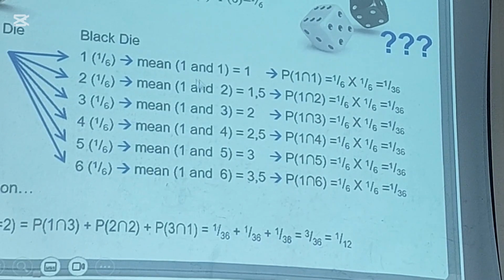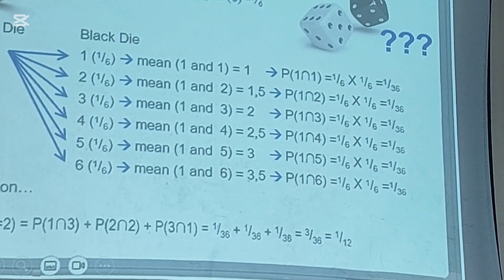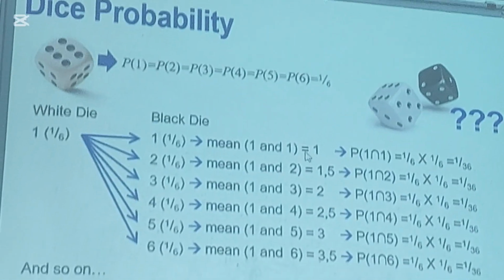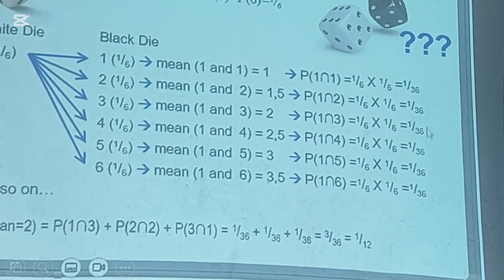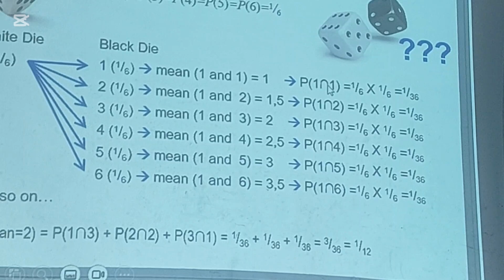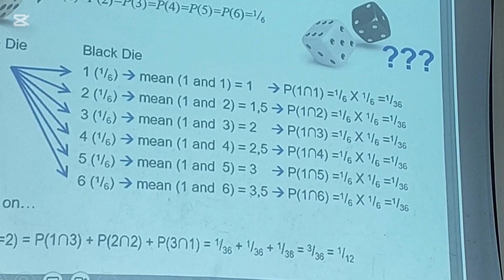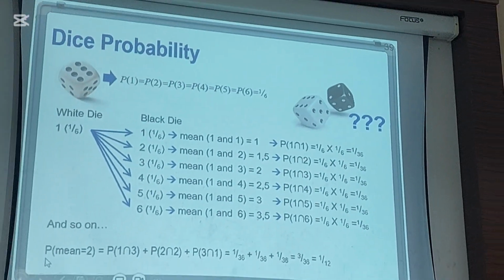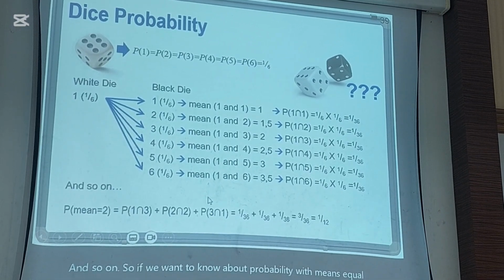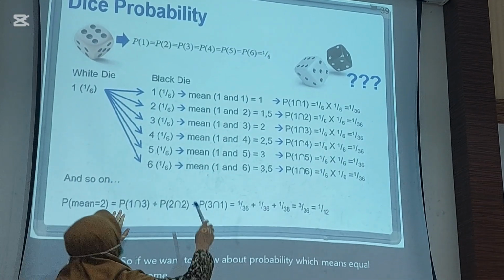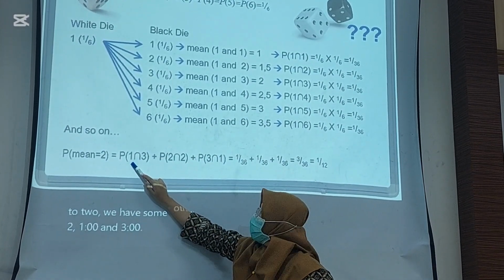Okay. And then if we calculate the average of the white die and the red die, we have this mean. This is about the intersection. We have the same intersection for 1 intersection 1, 1 intersection 2, 1 intersection 3, and so on. If we want to know the probability with mean equal to 2, we have some alternatives: 2 and 2, 1 and 3.